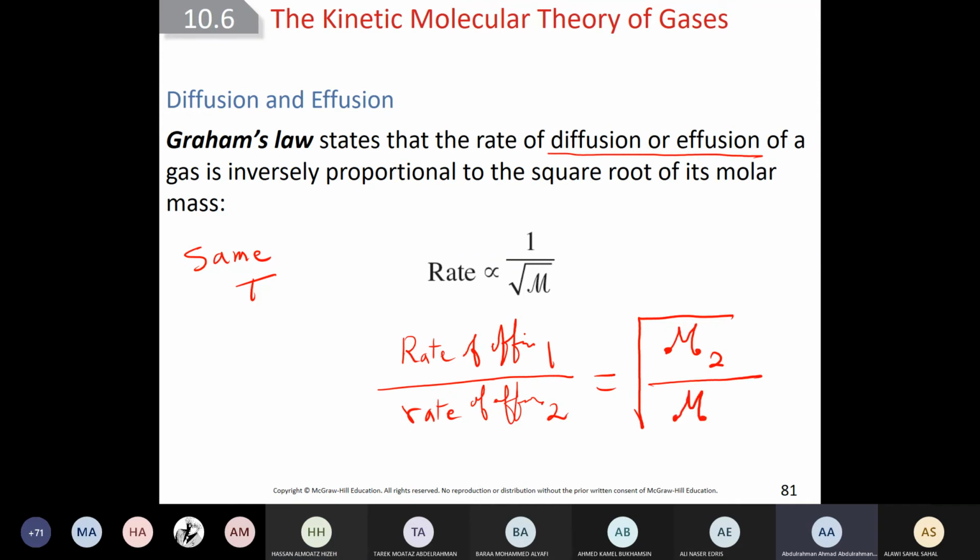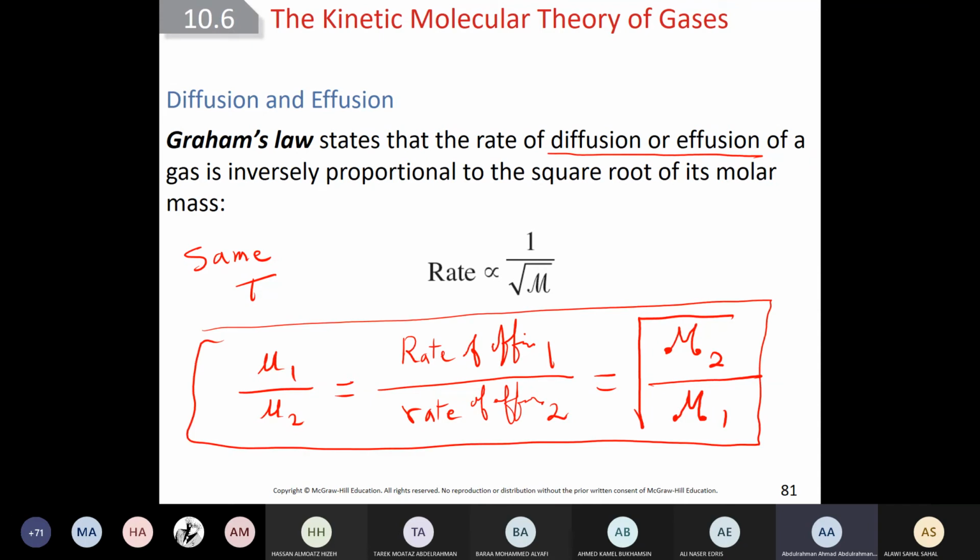Did we see this before? The same as speed. Exactly, because it's related to speed. So speed of 1 divided by speed of 2 is equal to rate of effusion of 1 over rate of effusion 2 equal to square root of mass 2 over mass 1. You have to keep this in mind and make the relation very easy. Is this clear?